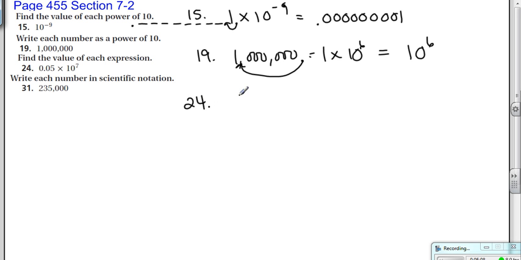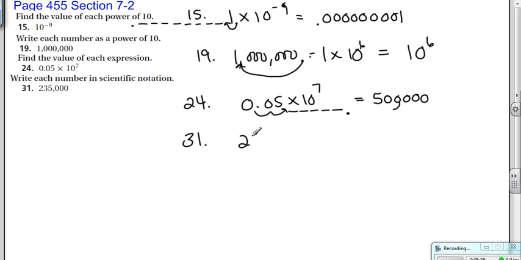Number 24, if I want to find the value of 0.05 times 10 to the 7th, 7's a positive number, so that means the number's going to get really big, so I got to move the decimal to the right 7 times. I can move it twice to get it behind the 5. Then I would need 5 more zeros to get 7 spots. So this is going to be a 5 followed by 5 more zeros. So that's 500,000.